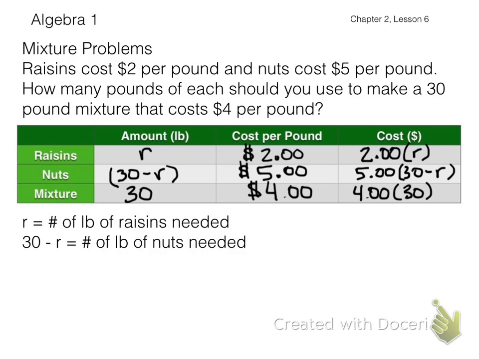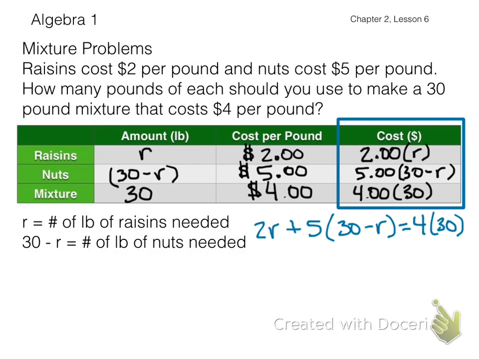We've got the total minus the raisins. Well, the total minus the raisins is really how much nuts I need. $5 times the number of pounds of nuts I need gives me the cost of the nuts. Now we need the cost of the final mixture, because we need to know what all of this is being compared to. So if I've got 30 pounds and it's $4 per pound, that's going to give me the total cost of all 30 pounds. But all of this is related somehow, because I need to figure out how many pounds of nuts and raisins I need. So basically the cost of the raisins plus the cost of the nuts, depending on how many pounds I get, is going to equal the cost of the mixture.